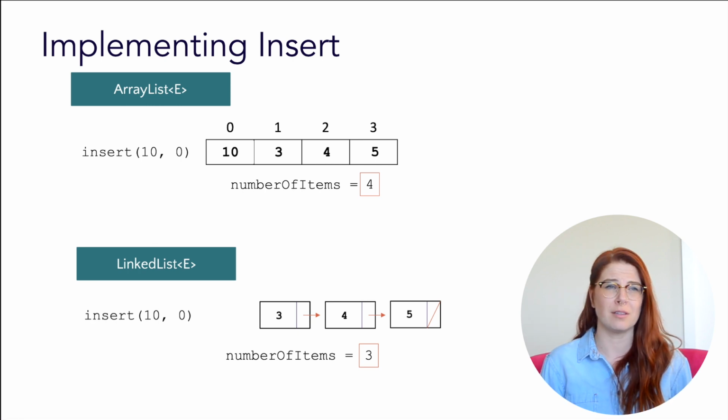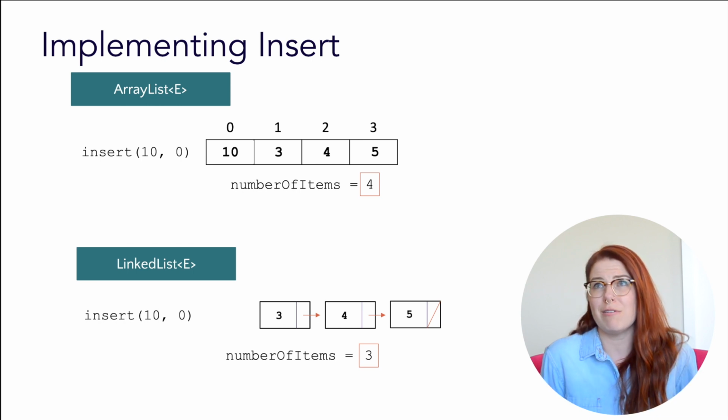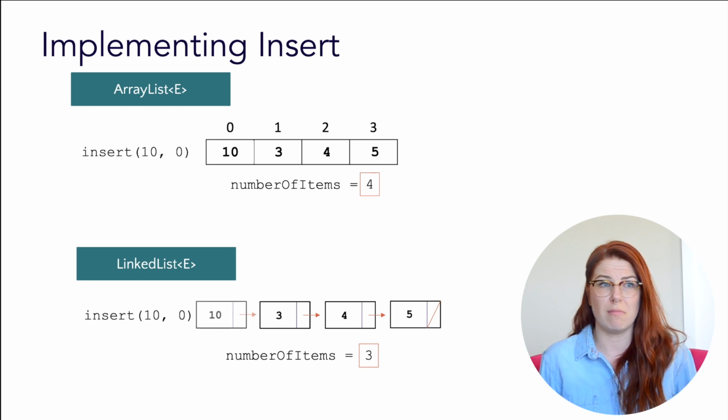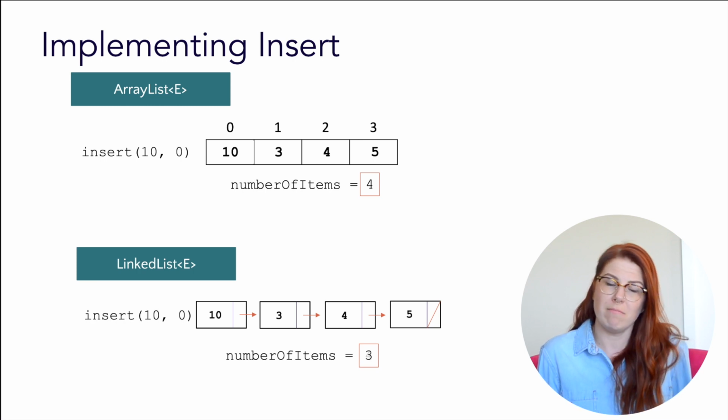Versus if we compare to the linked list, if I want to insert at index 0, well, I know index 0 should always just be what front is pointing at. So I'll just make a new node and point front to it and have the new node point to what front was previously pointing at. And then update my size.